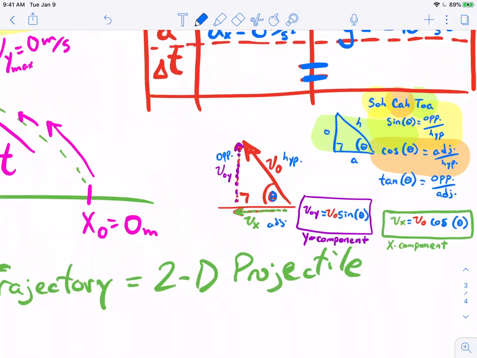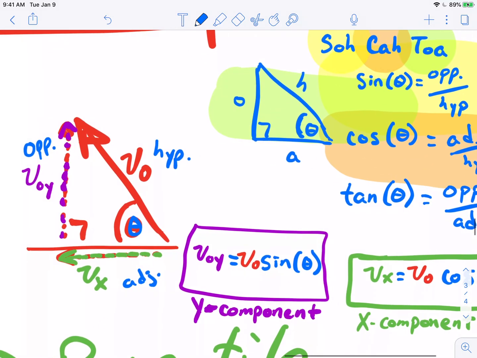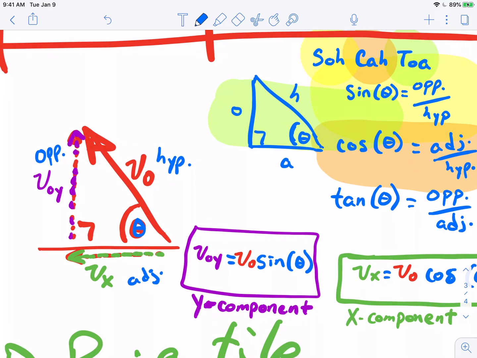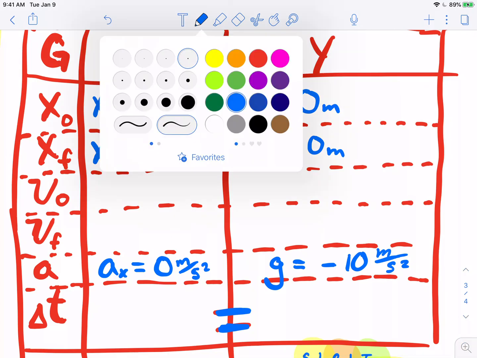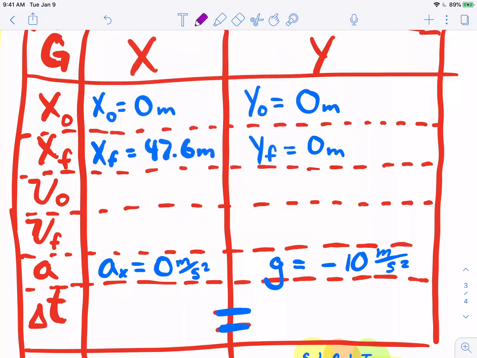All right, so now what am I going to do with these? We're going to take these and put them in our givens table. Okay, so V initial Y velocity. That took a while, but you're really just going to write these immediately every single time. Equals initial velocity times sine of theta.